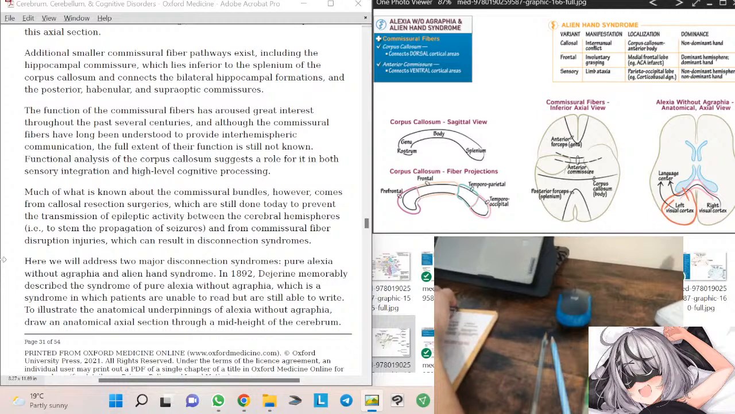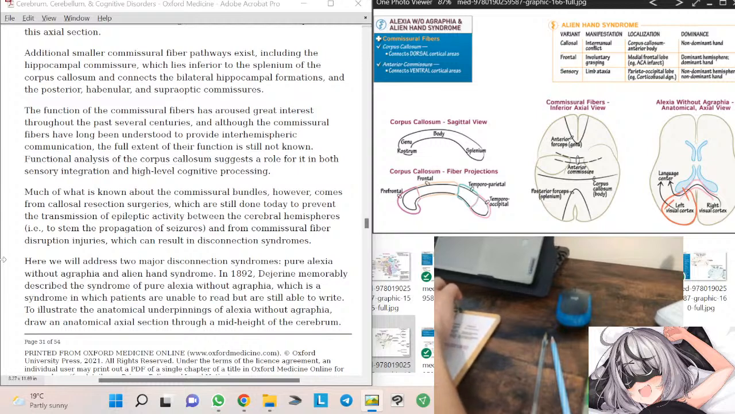In 1892, Déjerine memorably described the syndrome of pure alexia without agraphia, which is a syndrome in which patients are unable to read but are still able to write.